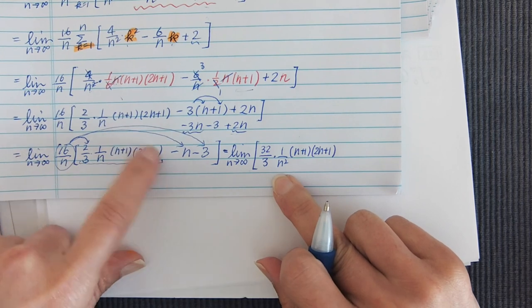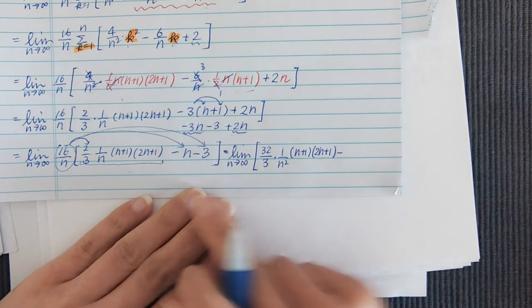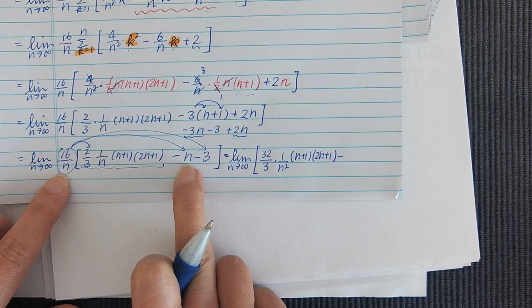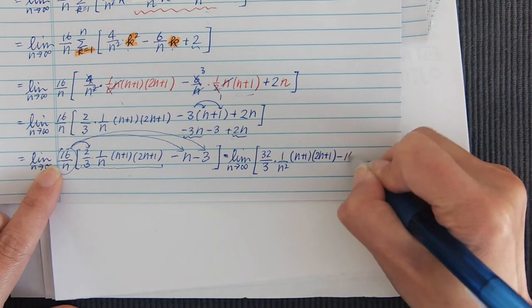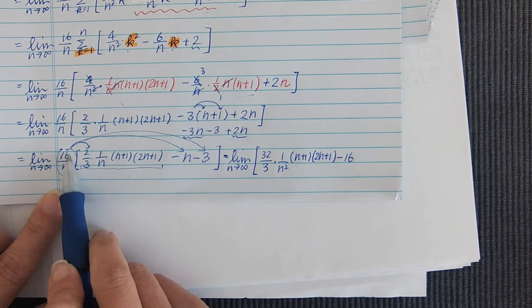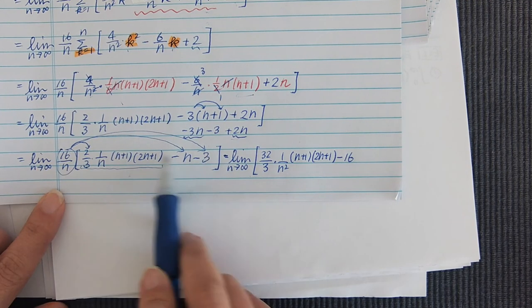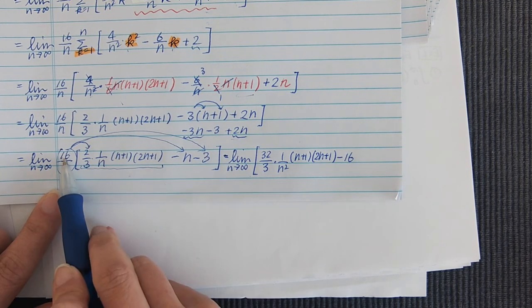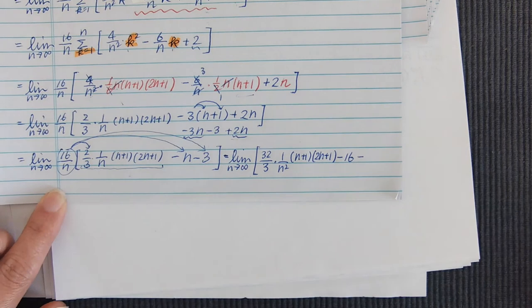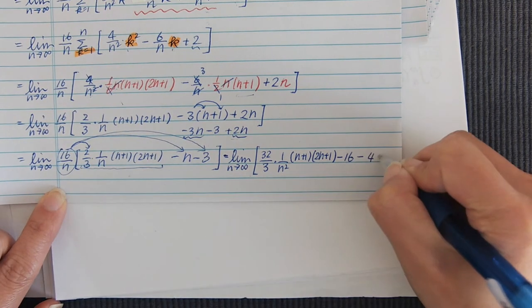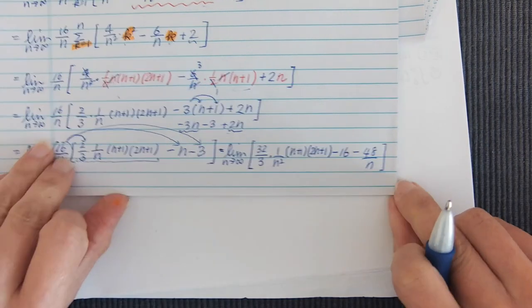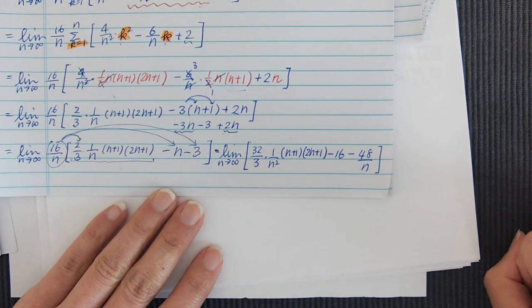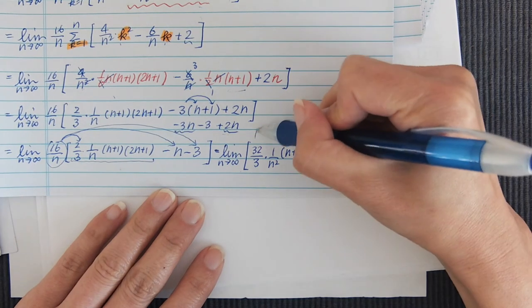Then I distribute here, the next one. So what do you get when you distribute here? The n cancels out, n and n, so minus 16. Yes, negative 16. The last one, when I distribute, I get negative 3 times 16. I know the number is a little big, but 16 times 3 is 48. So 48 over n. Sorry, I have to write it that way.